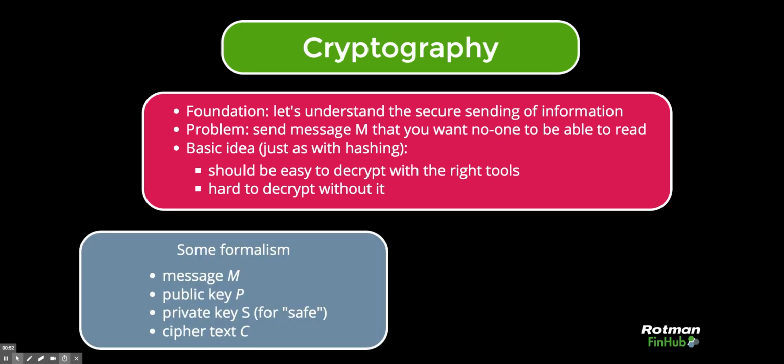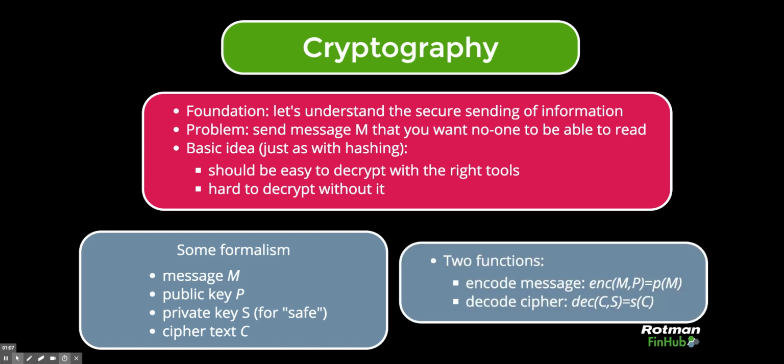Just some formalism that we're going to use. We have a message M. We have something which is referred to as a public key P. There is a private key S. We use S for safe. And then there is a ciphertext C. So that is the encrypted information. What you want to have then is two functions. One encodes the message. We call it enc of message and public key. And then you decode the cipher that you receive using your private key.